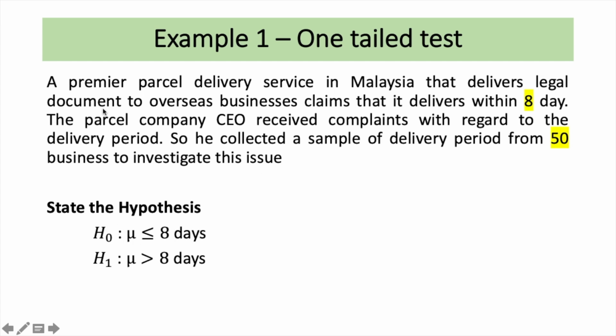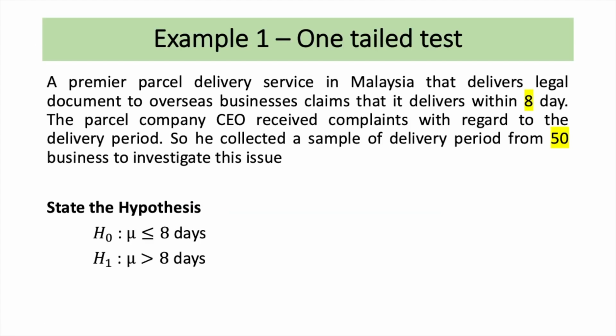So, what does this premier parcel delivery service in Malaysia claim? They said that their hypothesized mean is lesser than or equal to 8 days. But people have actually complained that they are not adhering to what they have claimed. So this is what the CEO wants to test now: that the hypothesized mean is greater than 8 days.